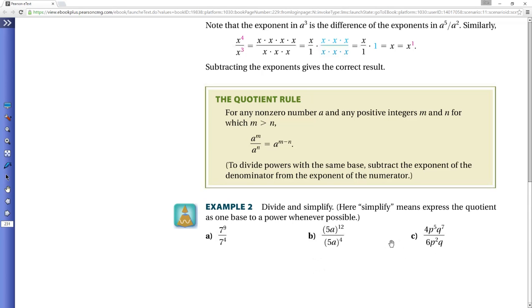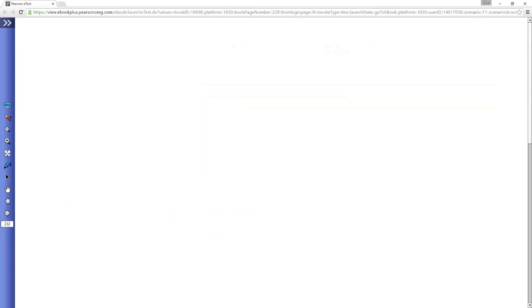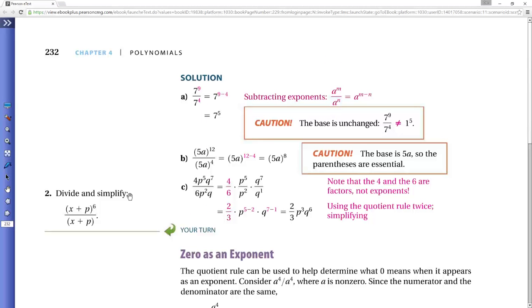So I'm going to look at that and think about that when we go through how they solve this in the examples here. This is a pretty straight deal. They just subtract exponents. Again, they caution you, the other real common error is to think, hey, I can divide 7 into 7 and make it 1.